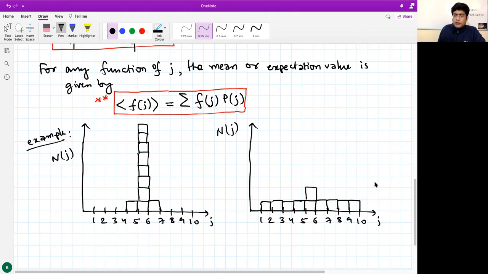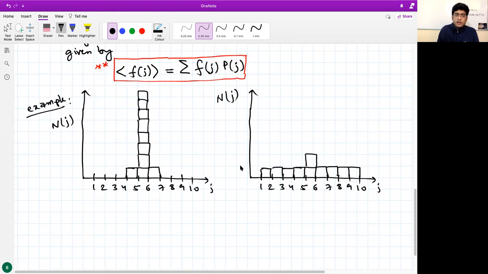So in this case, what are the common things between these two graphs? These are histograms. You have 1, 2, 3, 4, 5, 6, 7, 8, 9, 10, and here also 1, 2, 3, 4, 5, 6, 7, 8, 9, 10. The number of values is the same. What is the mean?